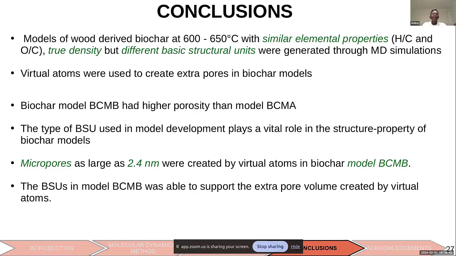We can clearly see that the Biochar model B was able to support these pore structures, unlike Biochar model A, which was mostly produced by basic structural units that were more or less of the same size and very planar.